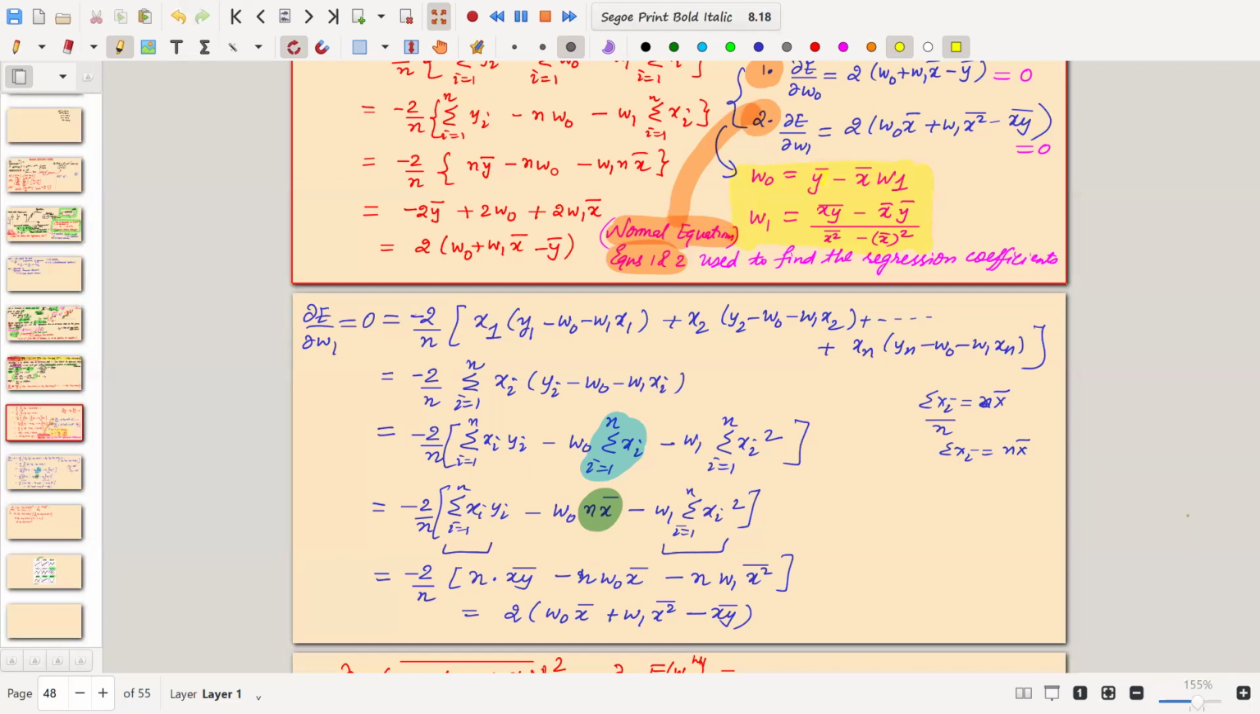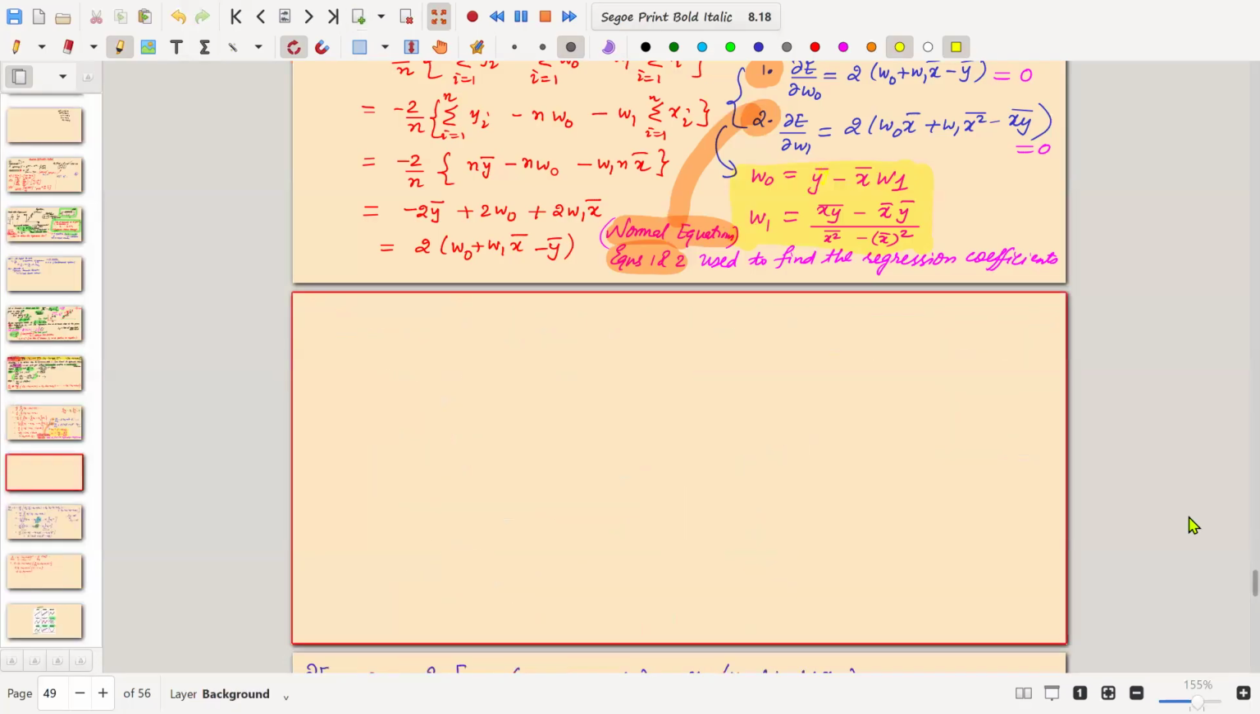Can we have an alternate form for these estimates W0 and W1? That is what we will look at next. An alternate form for W0 and W1 can be convenient, and how to find it, we'll go through it.